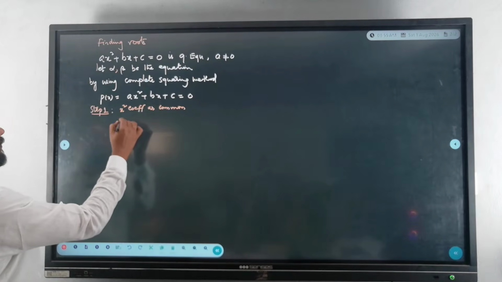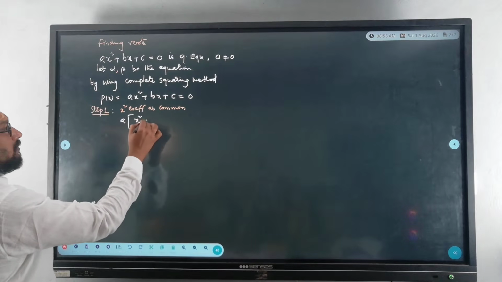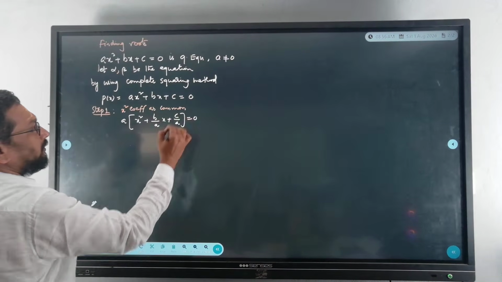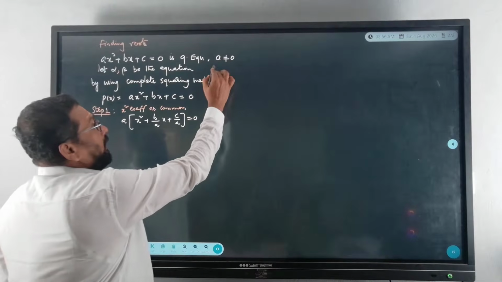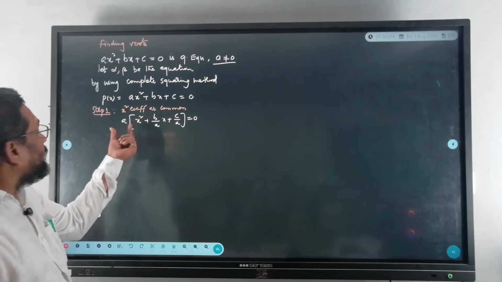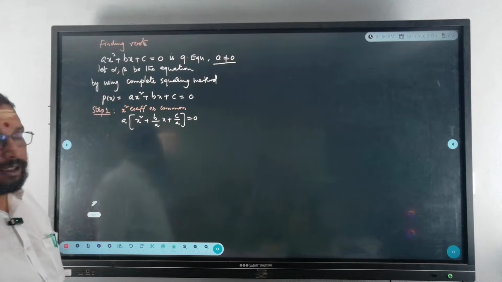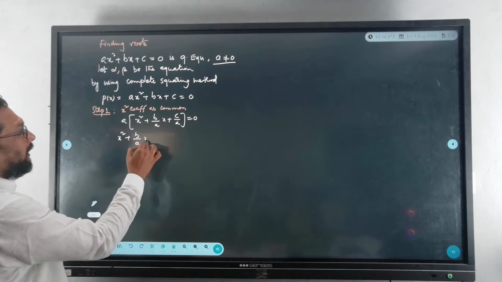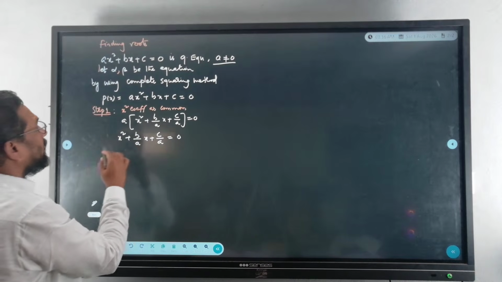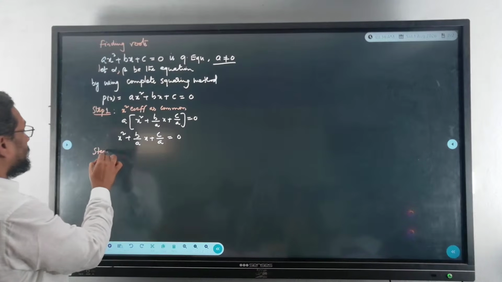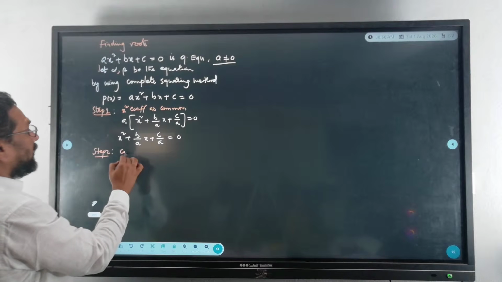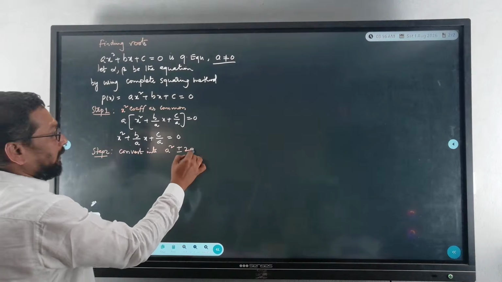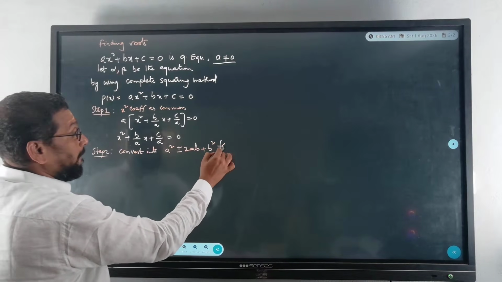Once observe here, x square plus b by a times x plus c by a equal to 0. Clearly given that a not equal to 0, and the product of a and this bracket is 0 kadandi. Kabatti emavuthundi ippudu x square plus b by a times x plus c by a equal to 0. So convert into a square plus or minus 2ab plus b square form.